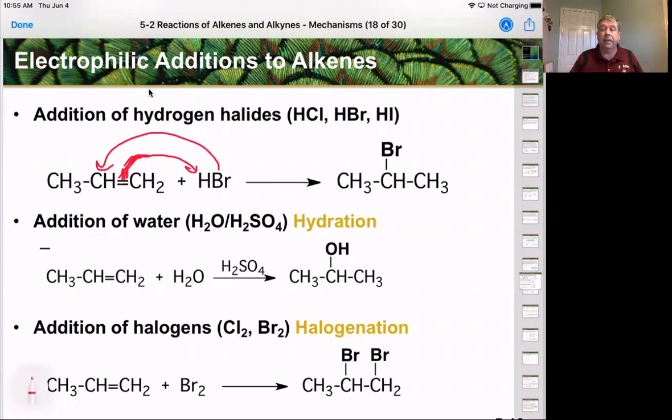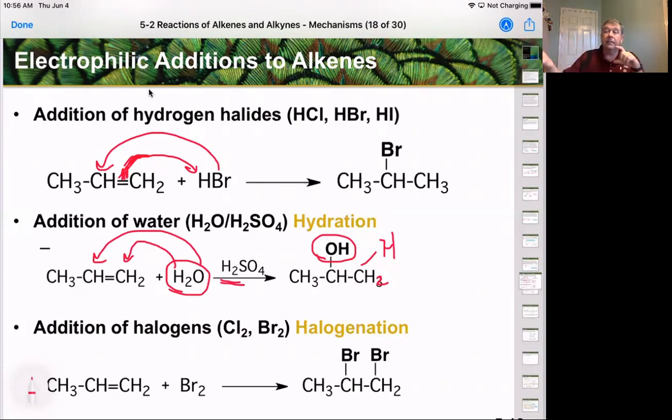We can do that same type of addition with water, and it's called hydration. Typically, it's done with an acid catalyst. And so what we'll end up doing is adding the H to one of the carbons and the OH of water to the other carbon, giving us our new compound with the OH on one carbon and the other hydrogen on this carbon. So again, we're adding across the double bond. Okay, and they're electrophilic additions because that pair of electrons is out there open in space, and it's easy for them to be reacted with.